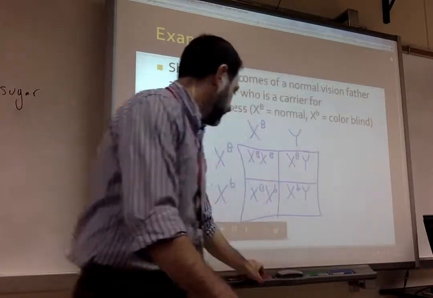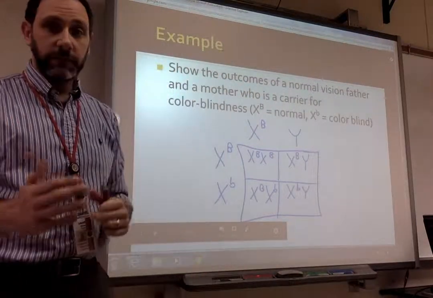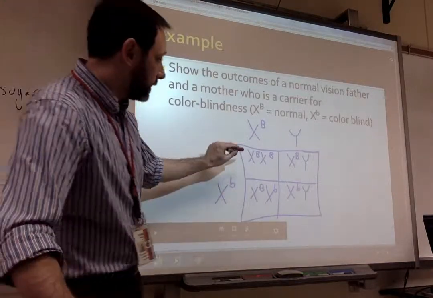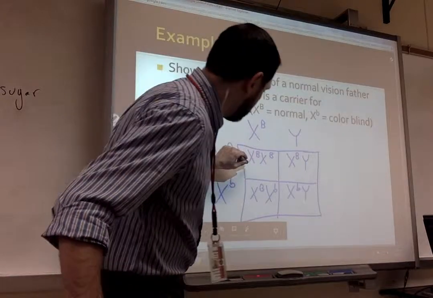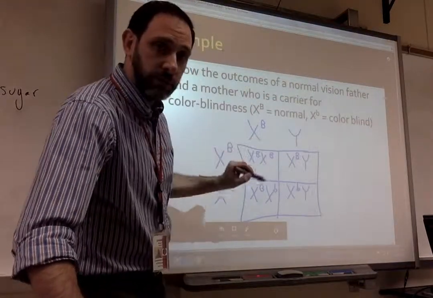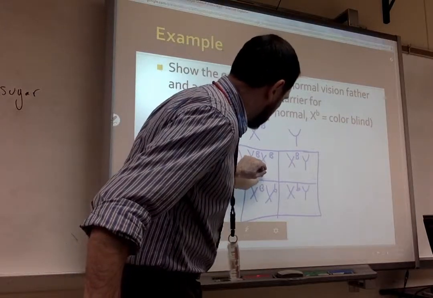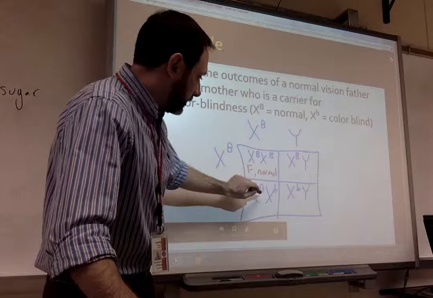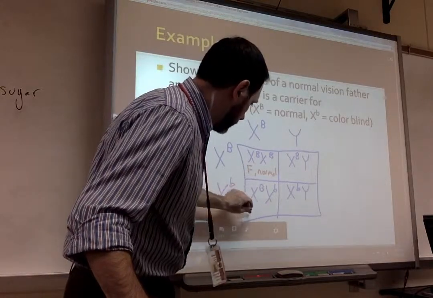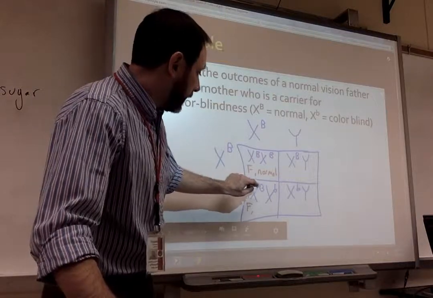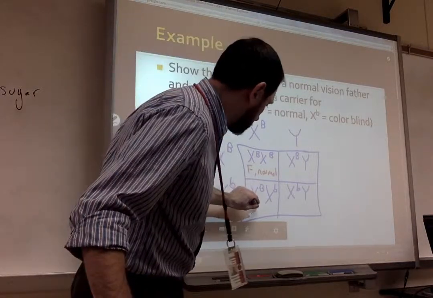So now I'm going to fill in the phenotype so we can see. And for each phenotype, I'm going to say if it's male or female. So this box with two X chromosomes is a female. And because she has two dominant alleles, she's going to be normal vision. This box is also female. And she's heterozygous, but because she has that capital B, she's also going to be normal.